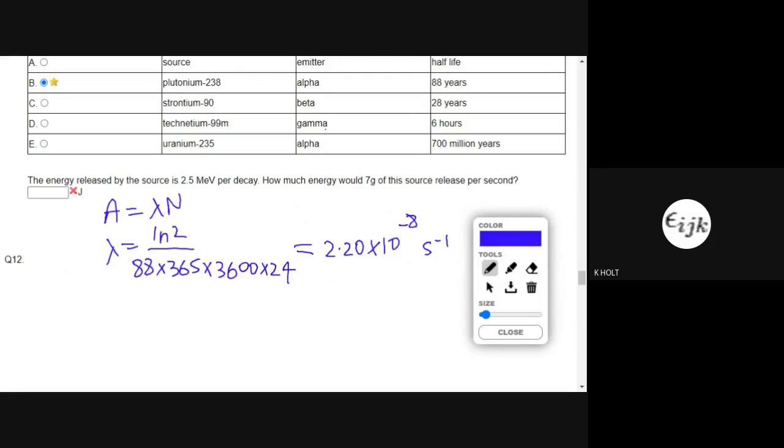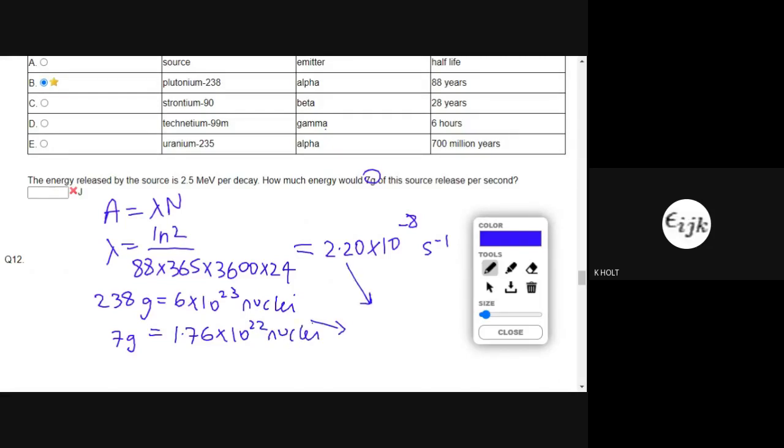And the number of nuclei, well, we know 7 grams. 7 grams, that's 6 times 10 to the 23 nuclei. A mole. Sorry, no, it's plutonium-238. So sorry, 238 grams would be 6 times 10 to the 23 nuclei. We want 7 grams. So I'm going to do 6 times 10 to the 23 divided by 238 times 7. And that gives me 1.76 times 10 to the 22 nuclei.